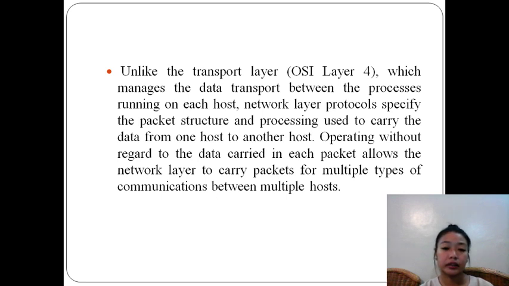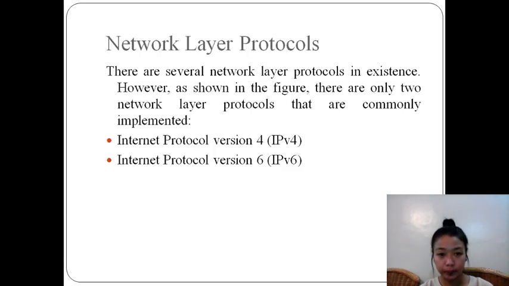Unlike the transport layer, OSI layer 4, which manages the data transport between the processes running on each host, network layer protocols specify the packet structure and processing used to carry the data from one host to another host. Operating without regard to the data carried in each packet allows the network layer to carry packets for multiple types of communications between multiple hosts.